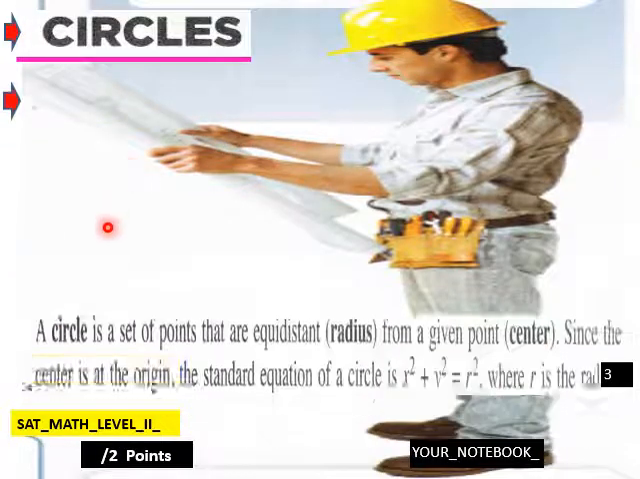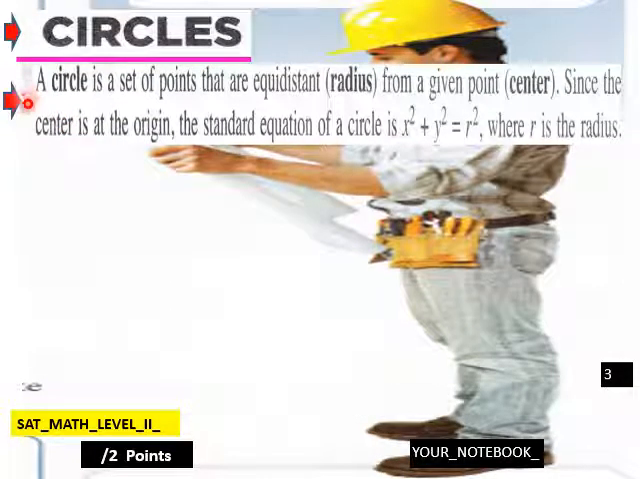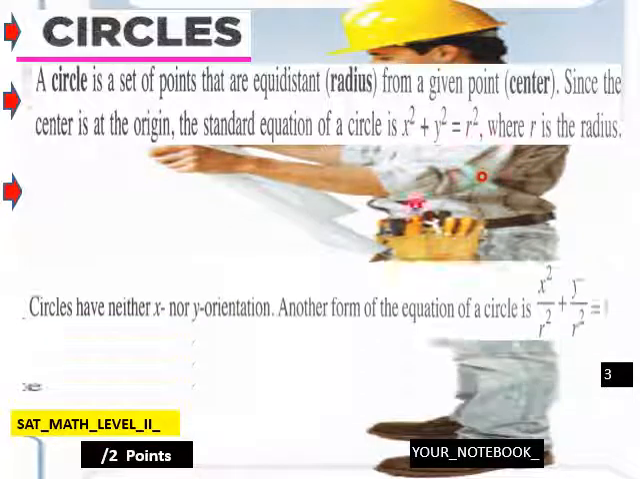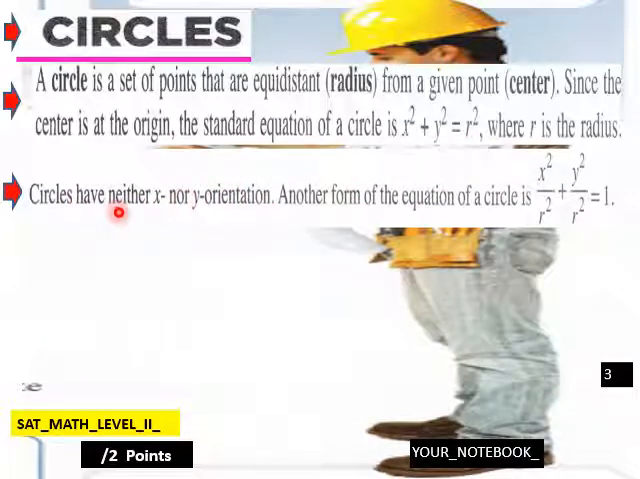So circles, let's get into circles a little bit deeper here. A circle is a set of points that are equidistant, meaning the radius, from a given point, the center. Since the center is at the origin, the standard equation of a circle is x squared plus y squared equals r squared, where r is the radius. Circles have neither x nor y orientation.